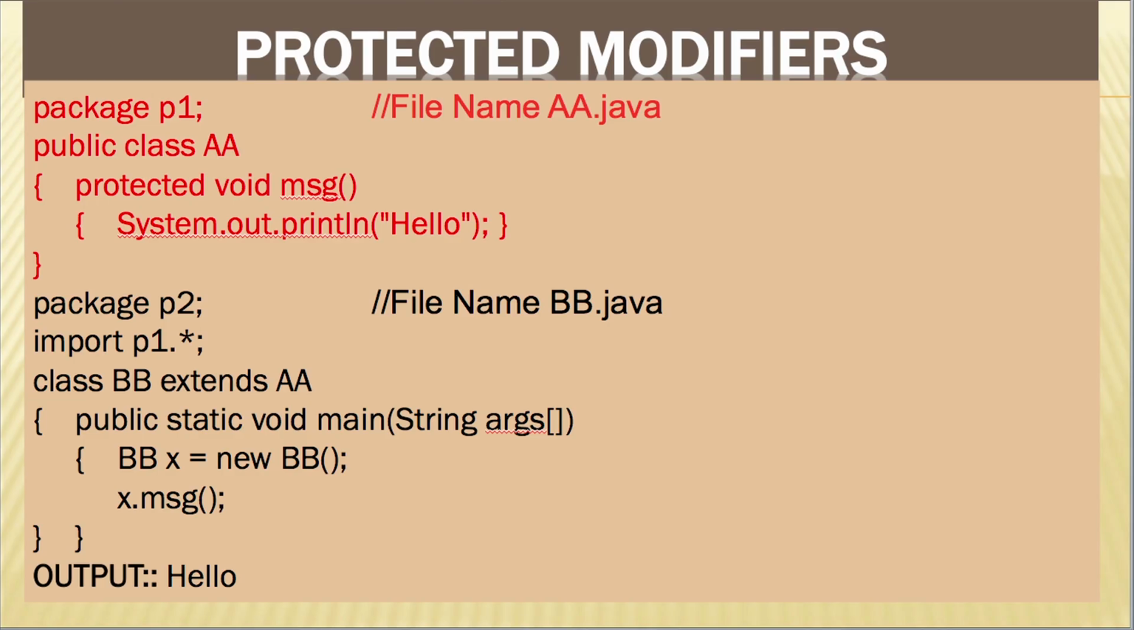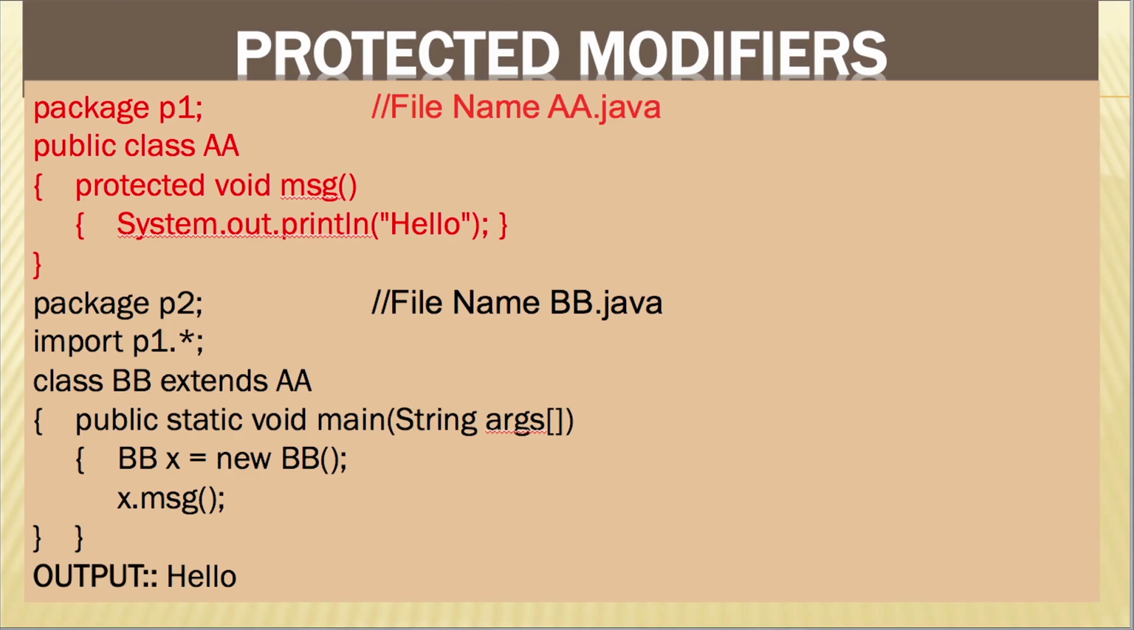So the default will not be used in another package. But when we mention the protected modifier, again you can see here we have two packages, p1 and p2. When we inherit the AA class in class BB, then we can use this message method. So this is the benefit of the protected modifier. Protected has more accessibility than default.